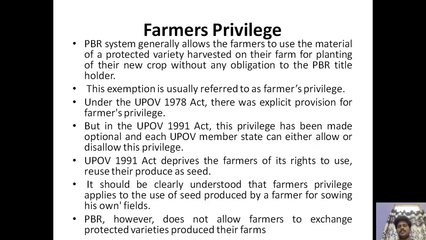disallow the privilege. Then the UPOV 91 Act deprives the farmers of their rights to use and reuse their produce as seed. So it should be clearly understood that the farmer's privilege applies to the use of the seed produced by farmers for sowing his own fields. PBR, however, does not allow farmers to exchange the plant varieties produced on their farms.